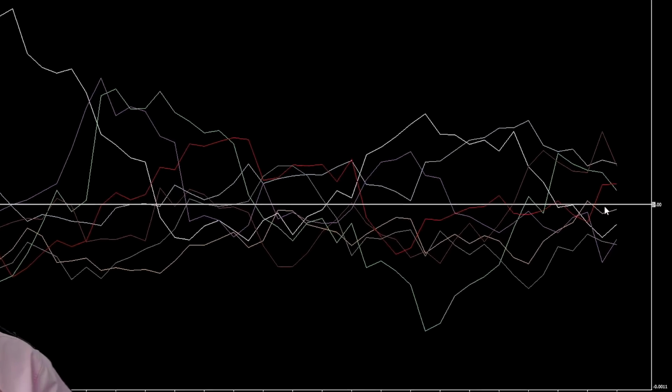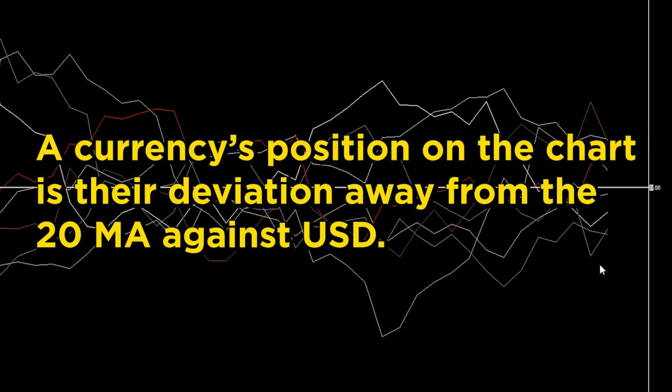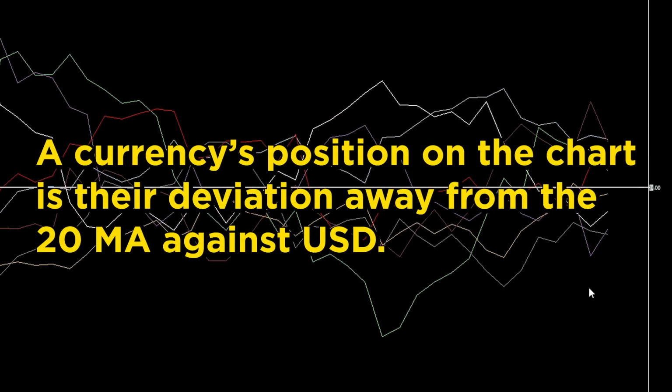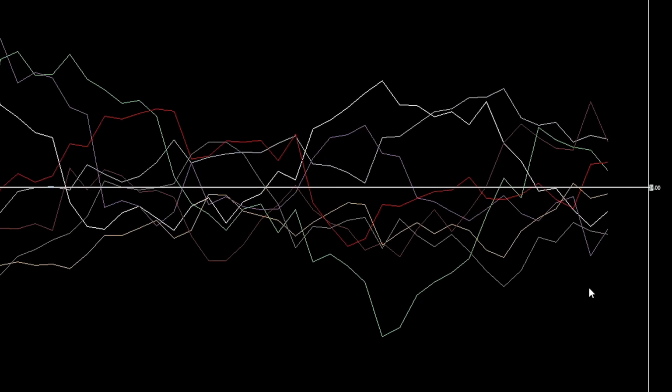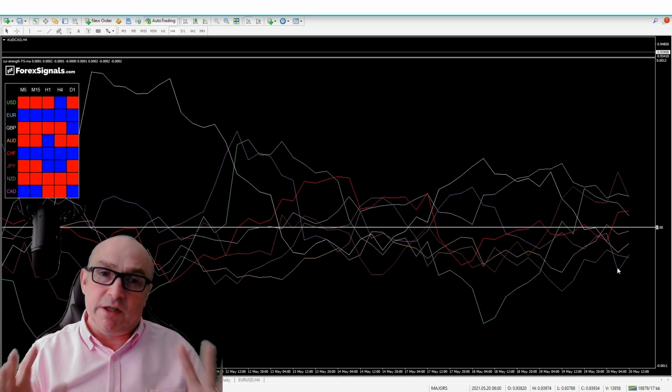The default is 20. These currencies, their position on this chart is their deviation away from the 20 moving average against the US dollar, which, as you know, is the most actively traded currency on the planet with about 88% of all transactions. So anything that's above the line is a currency that is above the 20 moving average against the US dollar. Anything below the line is the deviation below the 20 moving average against the US dollar. And again, at this juncture, if you don't know what moving averages are, you can always go and research that.